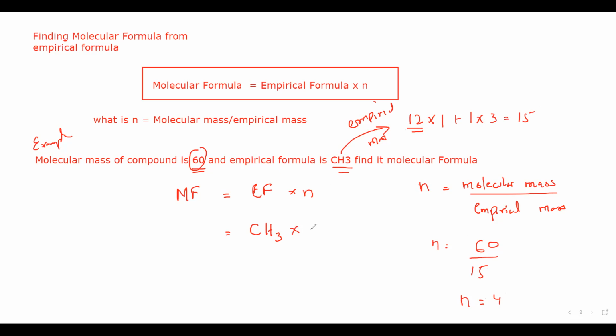So CH3 is multiplied by 4. What will it become? It will become C4H12. So the molecular formula of this compound is C4H12. Is this example clear?